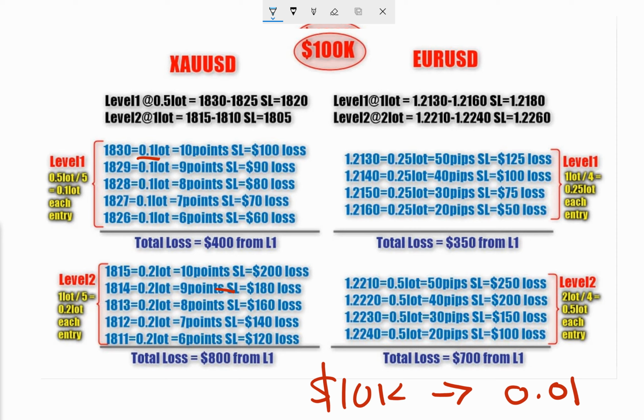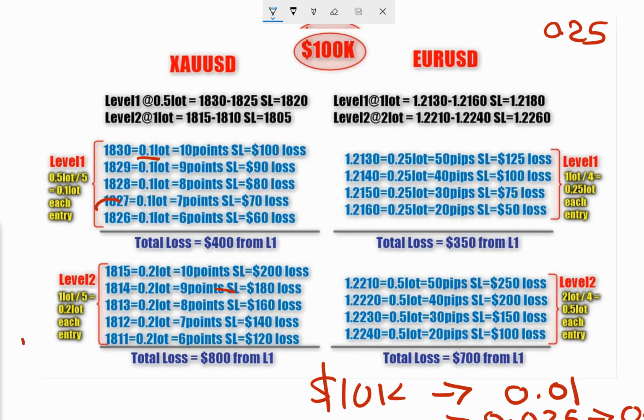Similarly in EUR/USD, for the 100k account the lot size set is 0.25, but if it's an account of 10,000 then it will be 0.025, but just to make it more round, it will be traded with 0.03 instead of 0.025. So you can just calculate what the loss will be if it's an account of 100,000, and what the loss will be if it is an account of $10,000 too.